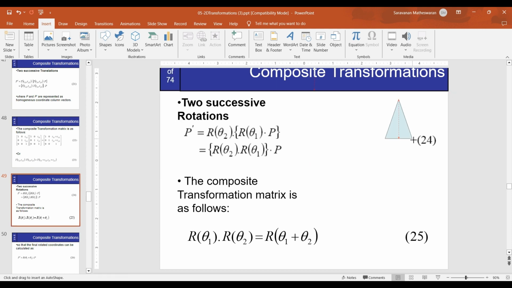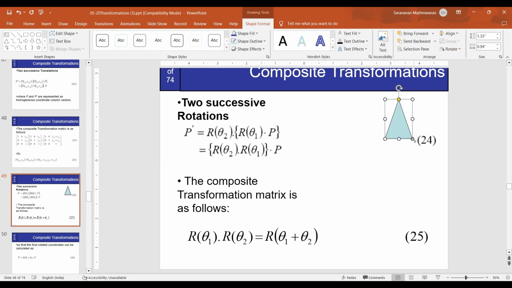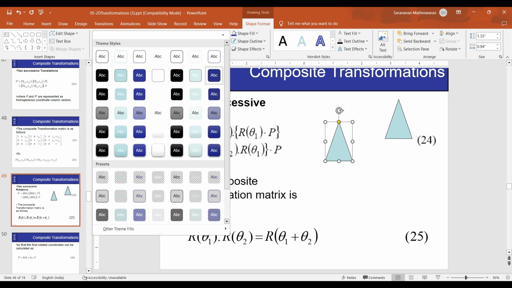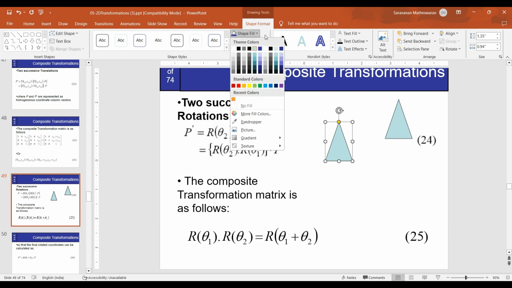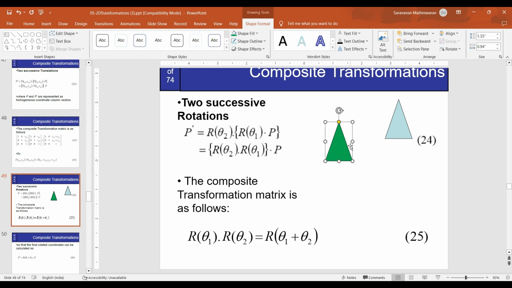This is a triangle. First, I want to perform translation. This is my original point, and I move it from here. We can give some fill colors for assumption, say green, for the object after transformation. The first transformation is done.